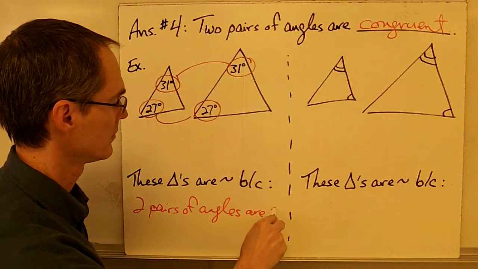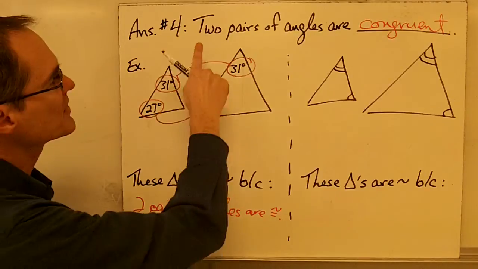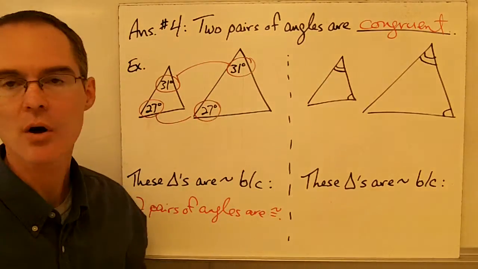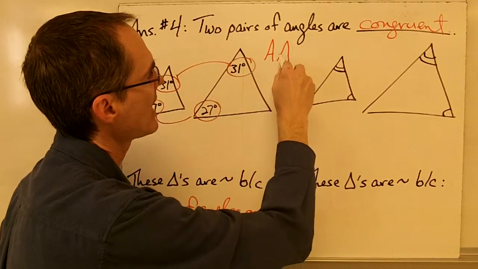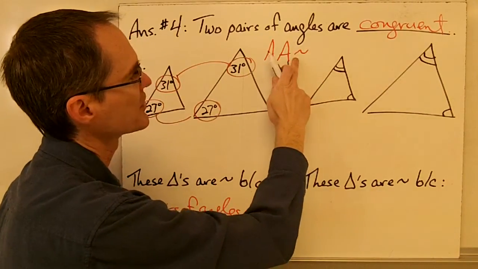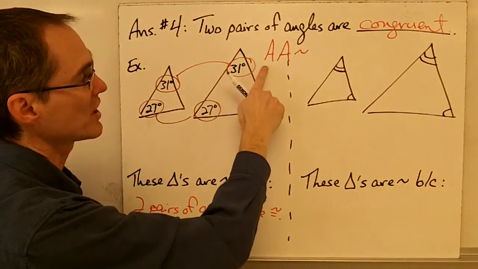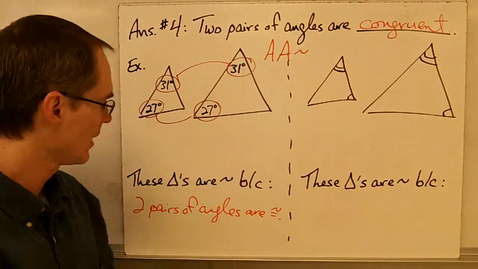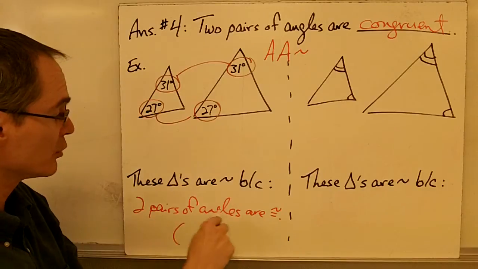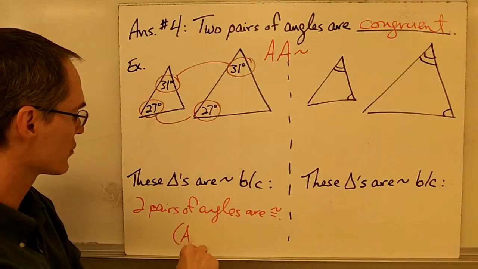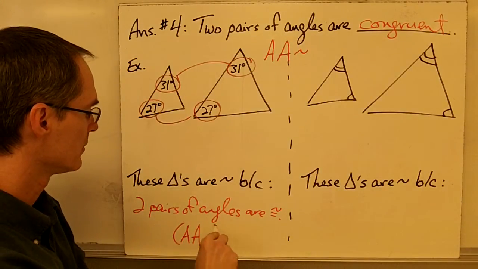are congruent. Notice that this answer right here is also often written using a shorthand notation. It's often written as A, and the little similarity symbol again, that just stands for angle, angle, similarity. And so if I didn't want to write out two pairs of angles are congruent, I could just write angle, angle, similarity.